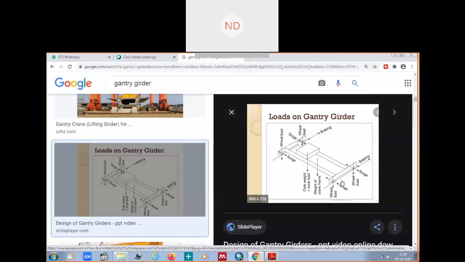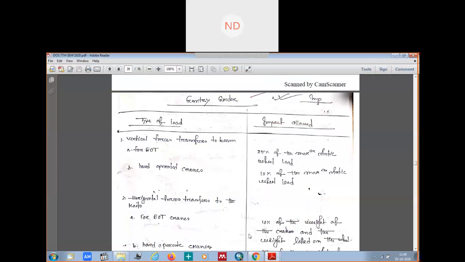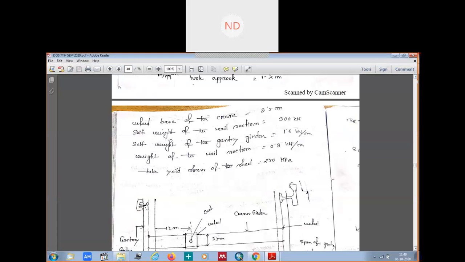Braking load is along the rail section, and your surge load is transverse to your rail section. Okay, according to the IS code, now I'll show you, according to this gantry girder and IS 875, what we will have.